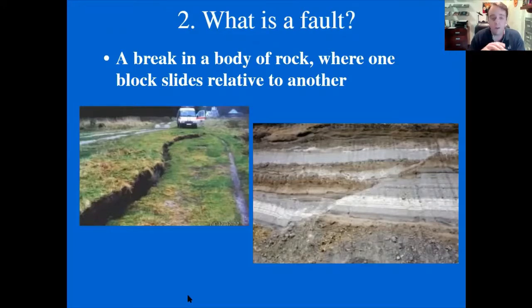Please understand that these faults occur on any type of plate boundary, particularly convergent boundaries and transform boundaries, but on any type of boundary. A fault is just the actual break in that crust when it moves relative to another piece.